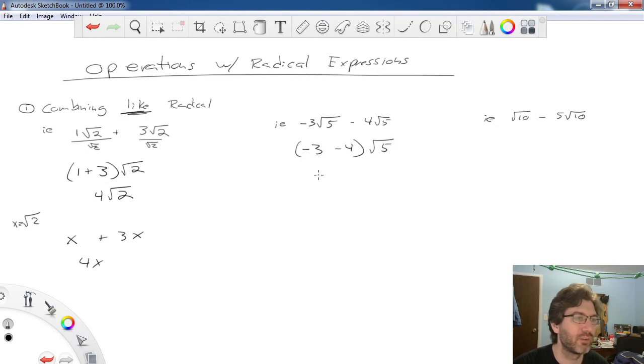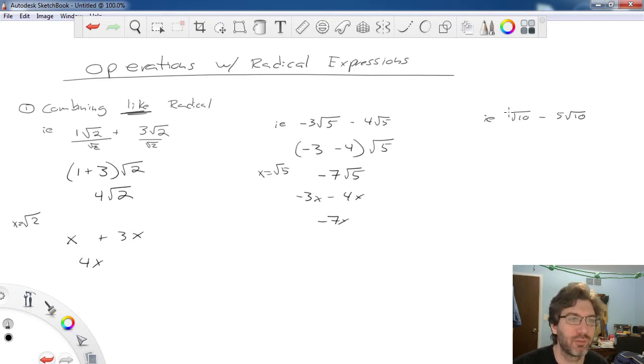Negative 3 minus 4 is negative 7 square roots of 5. Again, if you just did x equals the square root of 5, you have negative 3x minus 4x, you get negative 7x. You've done that forever, right? Over here, you don't really have to do this step. You can skip the distributive step. You just have to realize that's what's in play that makes this possible.